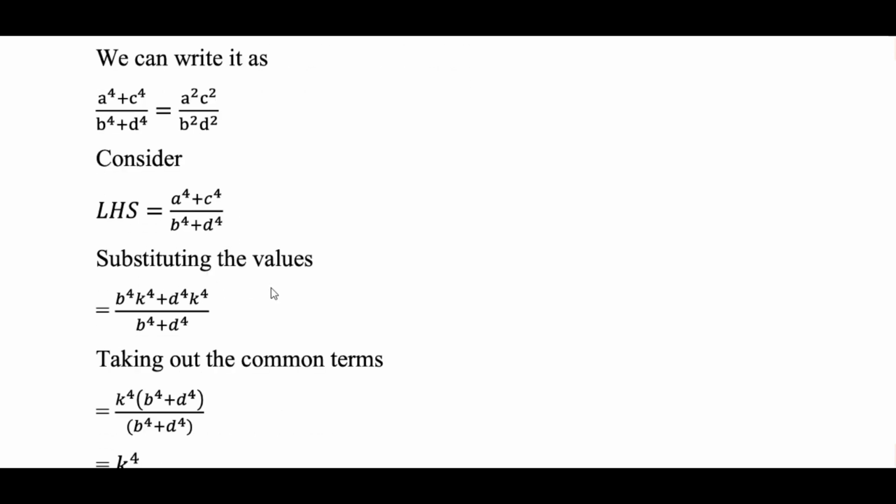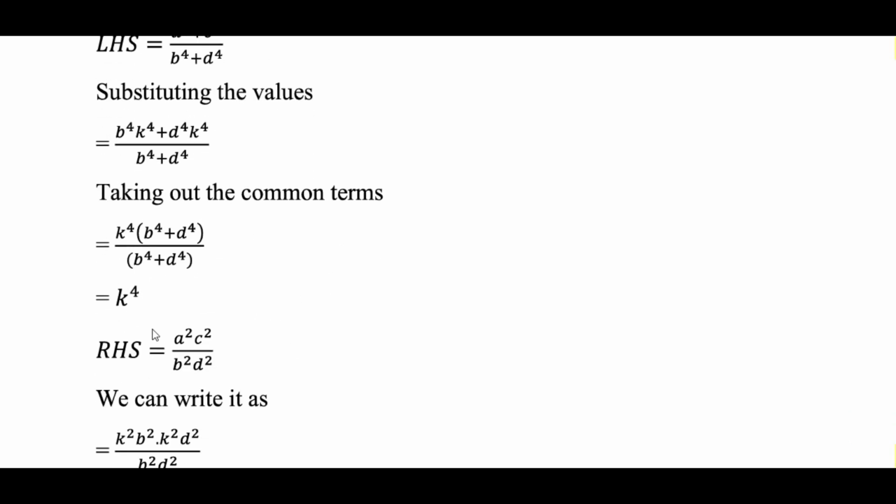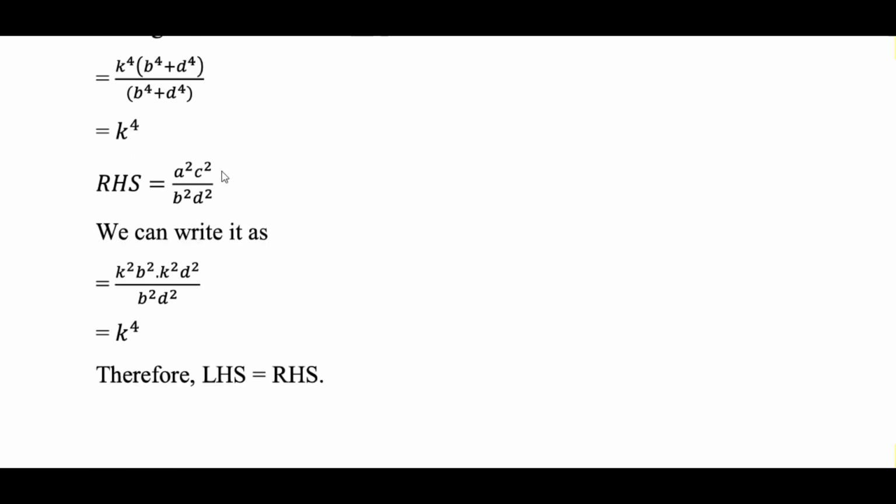After that, substituting the values of a and c, that is b to the power 4 k to the power 4 plus d to the power 4 k to the power 4, and in the denominator b to the power 4 plus d to the power 4, taking the common terms, ultimately you will get k to the power 4. Now come to the right hand side, that is a square c square by b square d square. Put the values of a and c. Okay, and again after striking off the b square d square, you will get k to the power 4.